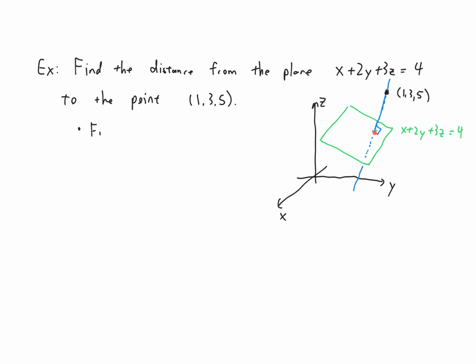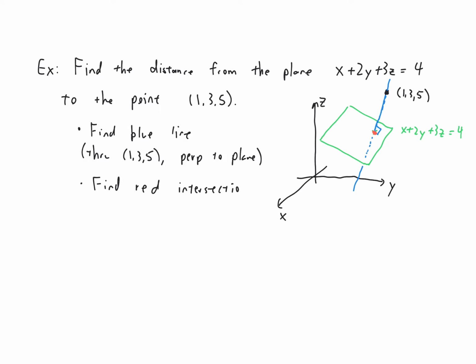So I'll say: find the blue line, which goes through (1, 3, 5) and is perpendicular to the plane. Find the red intersection point. And then find the distance.